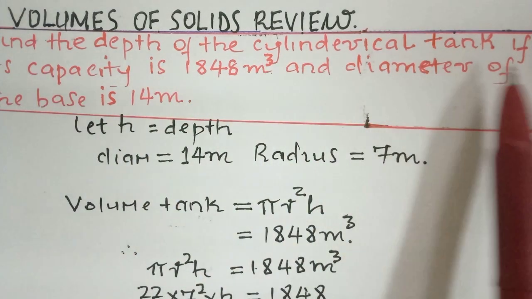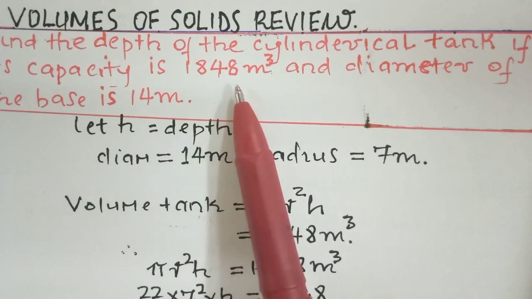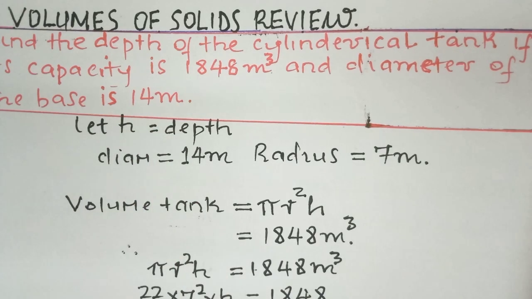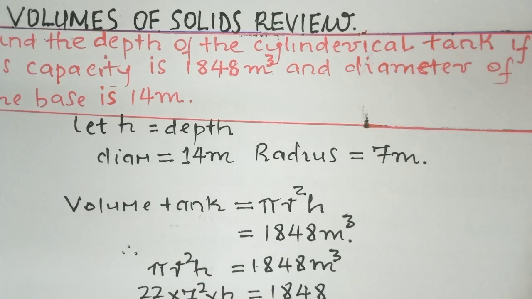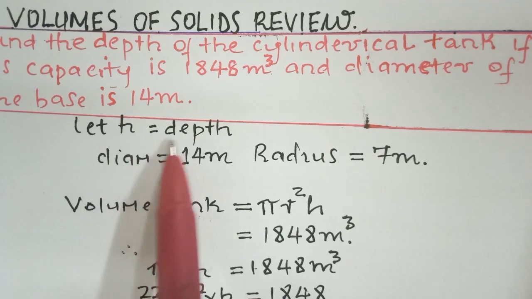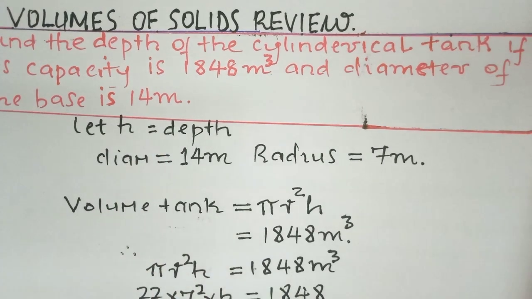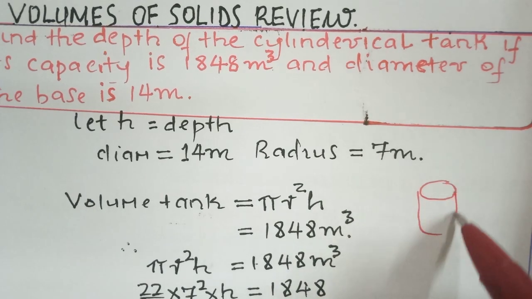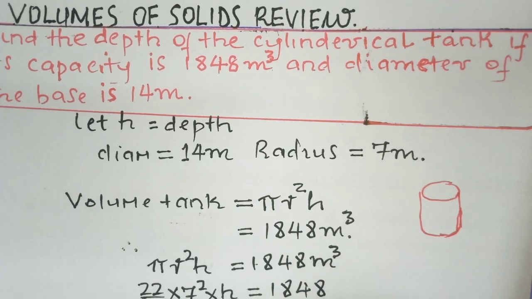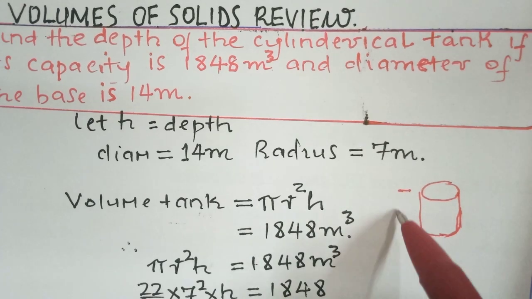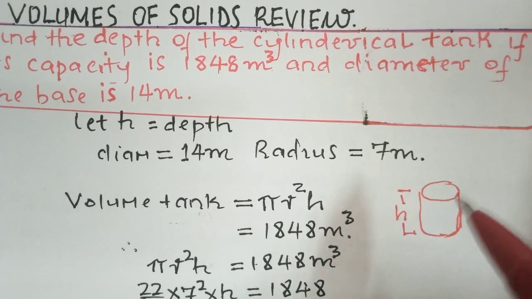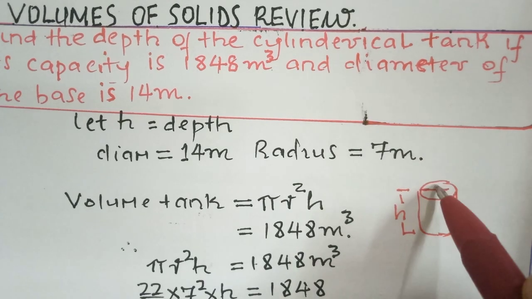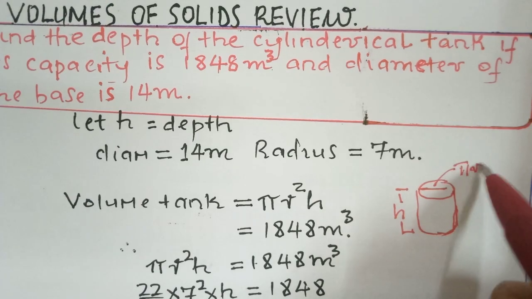Find the depth of a cylindrical tank if its capacity is 1848 meters cubed and the diameter of the base is 14. So here we have a tank, and we are saying that the H is supposed to be the depth. So actually this tank should look something like this, guys. That is our tank. So we have the H there, or the depth. Also we have this circle, which can be represented by the area pi r squared.